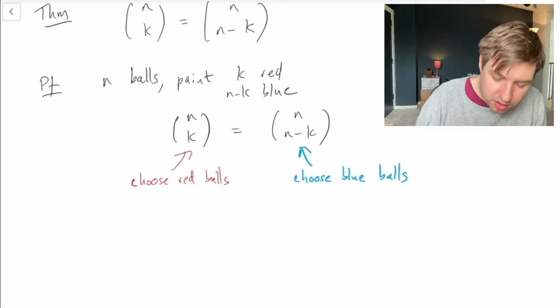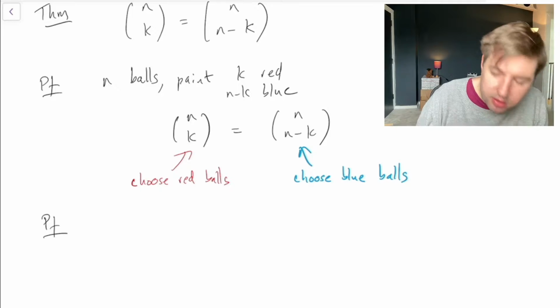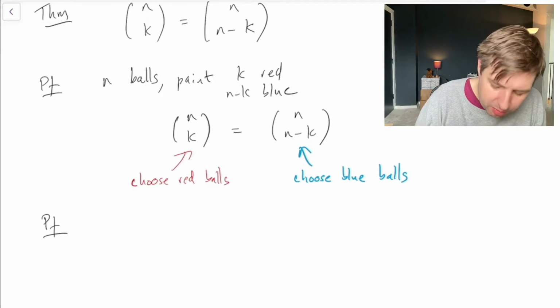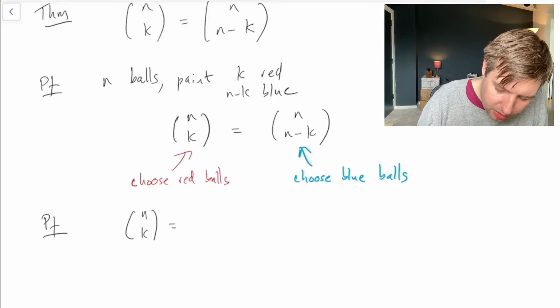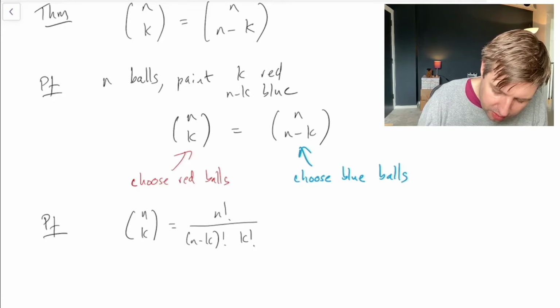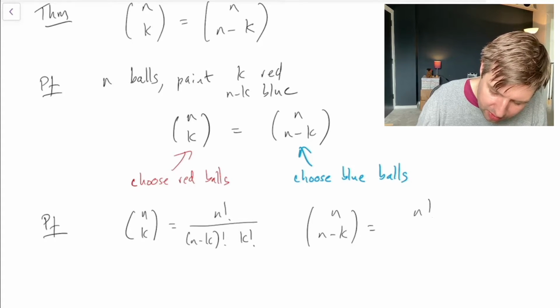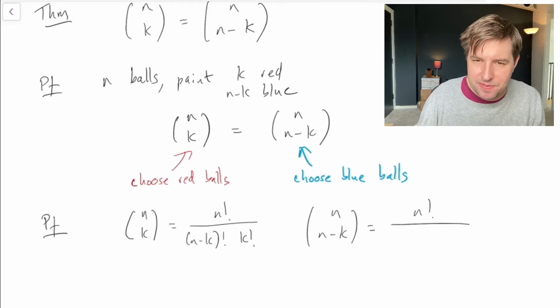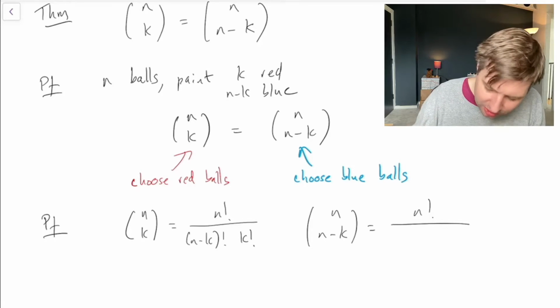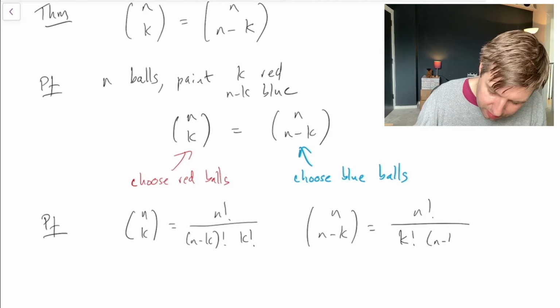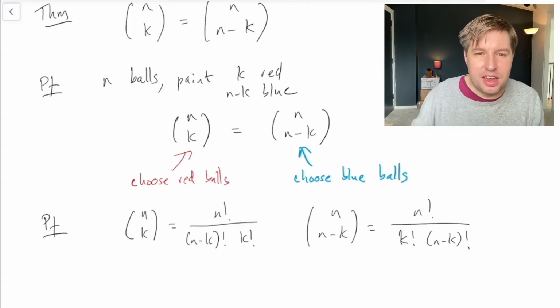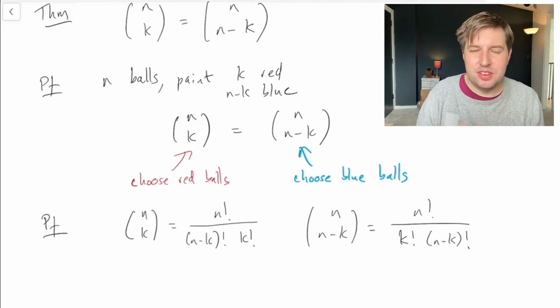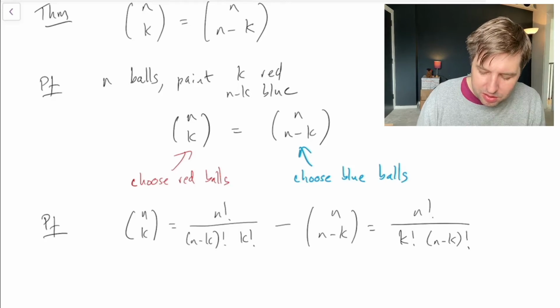Alternatively, you could go to the statement with the factorials we had before. We had that n choose k equals n factorial over n minus k factorial times k factorial. On the other hand, n choose n minus k is n factorial over n minus k factorial times n minus n minus k factorial. N minus n minus k is just k. So we get that. And those are obviously the same thing, right? We've just changed the order of the two things on the bottom, but they're equal to each other.